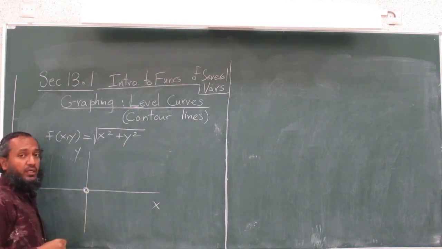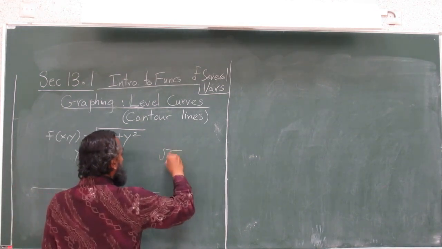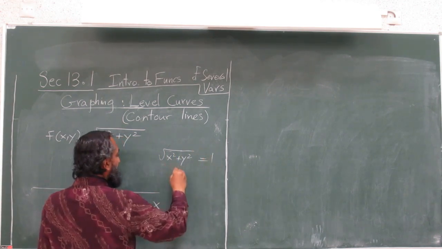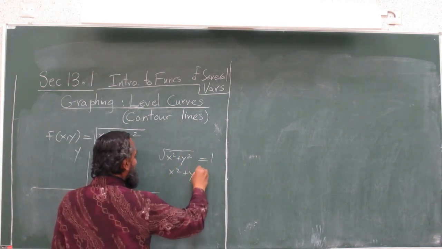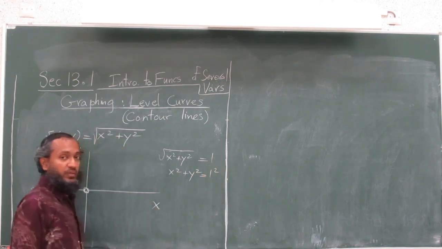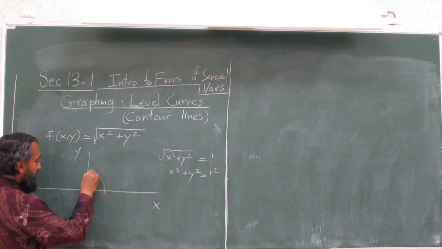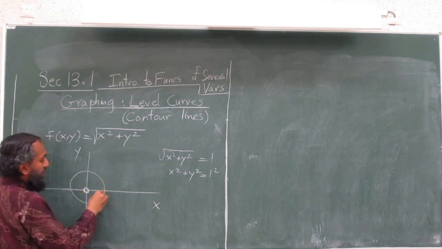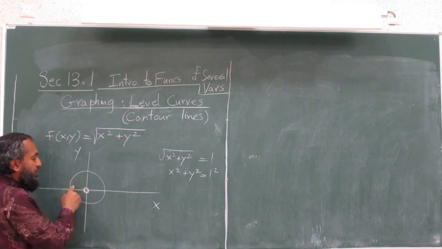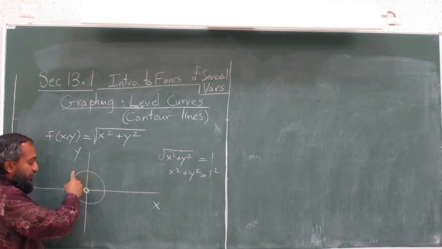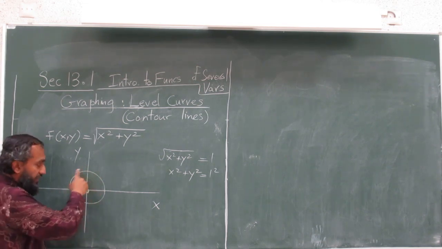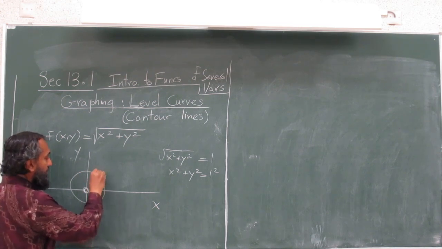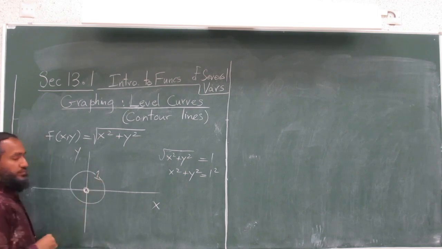When is this function a 1? Meaning, you solve the equation square root of x squared plus y squared equals 1. So you get x squared plus y squared equals 1 squared, which is the circle of radius 1. So all the points in this circle, in the input world, have a value of 1. Now instead of writing 1, 1, 1, 1 here, I'm just going to make it easy. I'm going to draw that curve, and I'm going to just somewhere here label it. I'm going to call it, this is the value of 1.